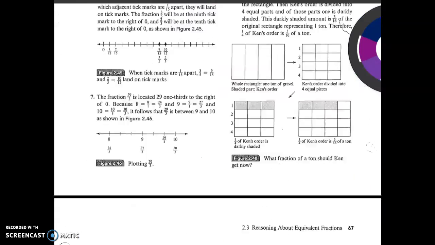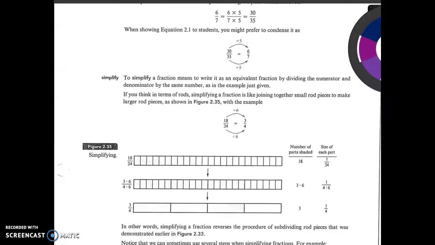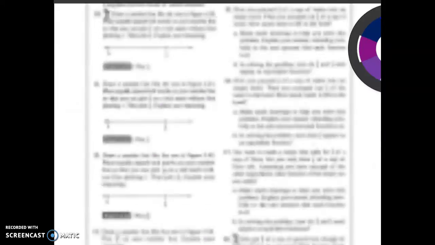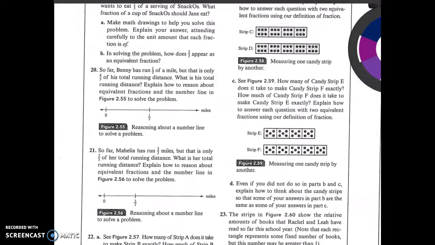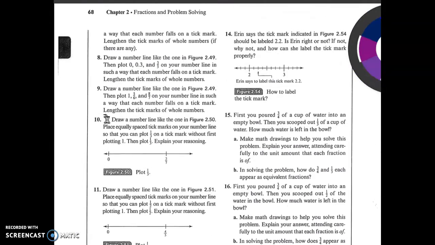Okay, let's go to the next one, which I believe is number 10, but I'm going to double check here. Number 10, 18, and 19. Yep, number 10. Okay, hopefully I'm not making you guys dizzy by going back and forth here.